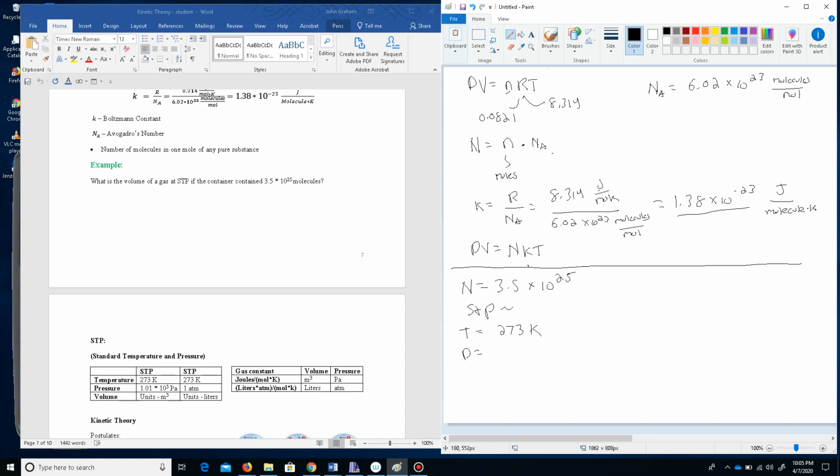So because we're dealing with joules here, we're going to use 1.01 times 10 to the 5th pascals as the standard pressure. And so we do PV equals NkT. We are wanting the volume, so volume equals capital N kT over the pressure. So N is 3.5 times 10 to the 25th.